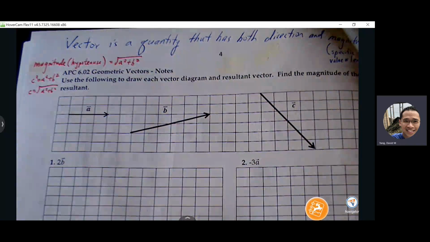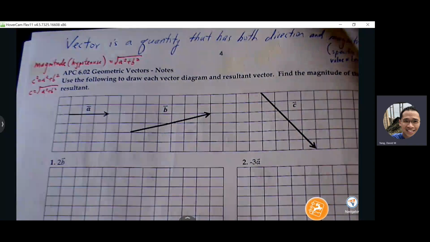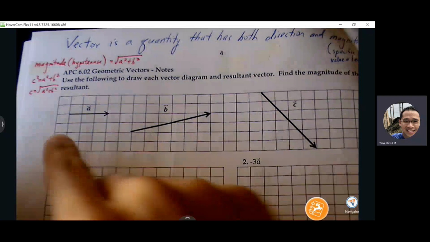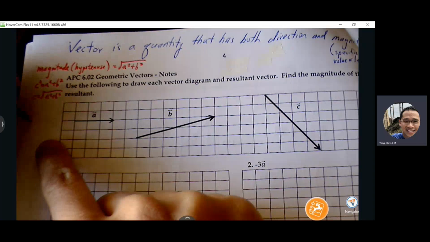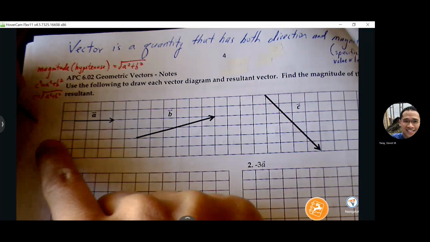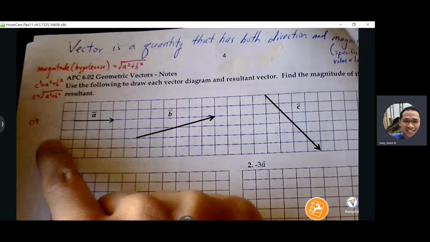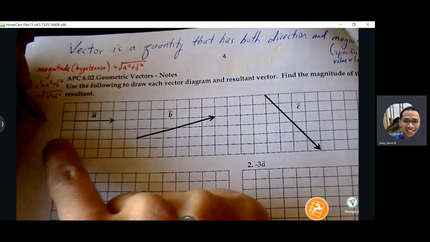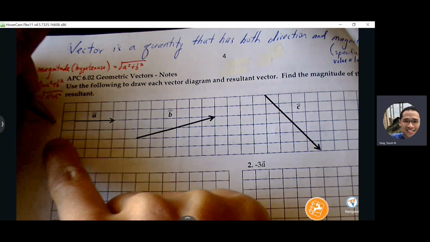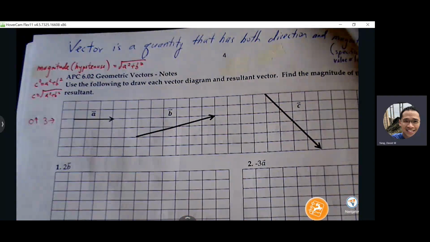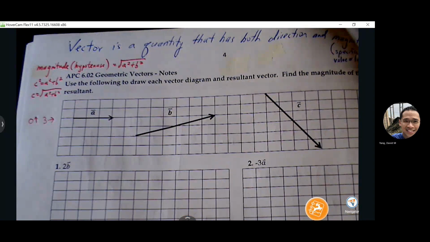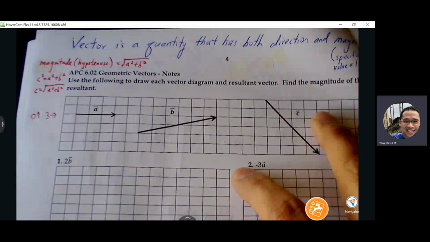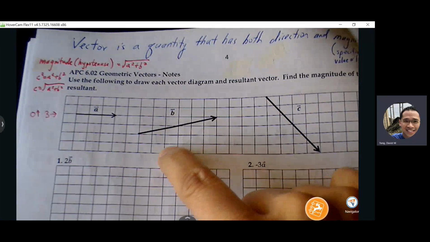Okay, so is vector A moving up or down? I'm going to say 0 up, and then how many units to the right? 3 units to the right. So I'm going to give some visual notations to help me identify which direction is moving.